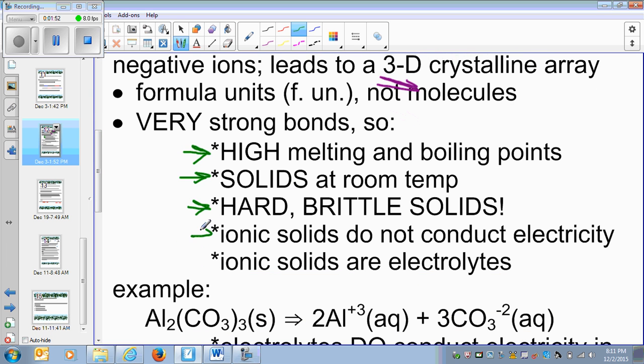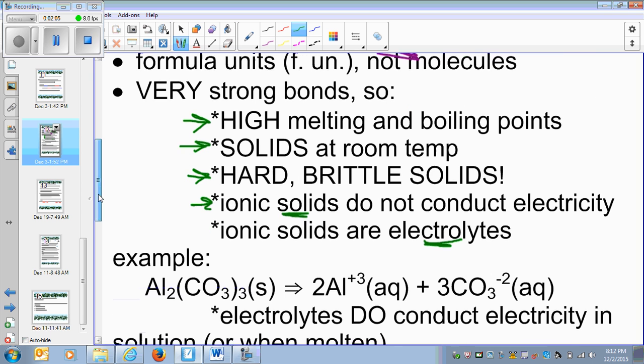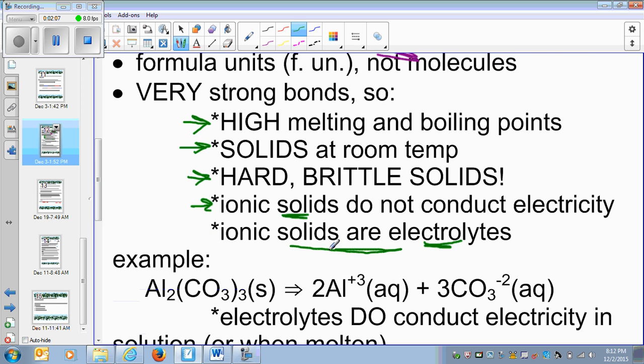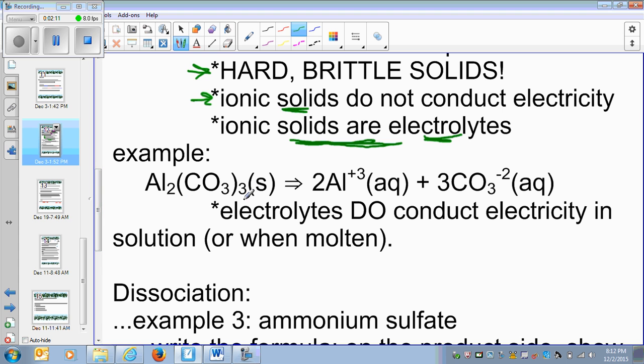Ionic solids don't conduct electricity in the solid form. They have to be dissolved in water to be good conductors. Ionic compounds are good conductors, but only when they're dissolved in water. So, as I said, we will talk about this particular property in detail. So, the chemistry of dissolving.